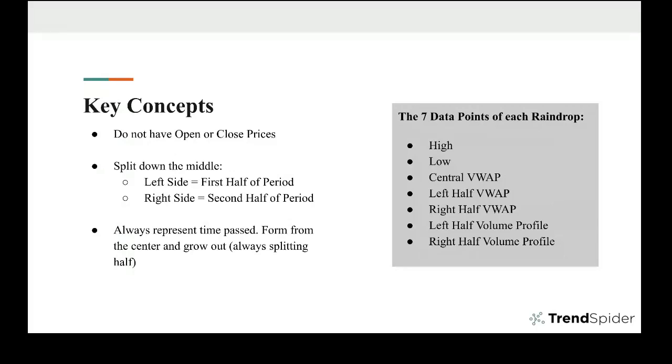A traditional candlestick chart has an open, high, low, close. A raindrop has 7 data points instead of those 4, and those are the high, the low, the central VWAP, the VWAP for the whole period, the VWAPs for the right and left side of the period, which represent the first and second half, and the volume profiles for either half as well.